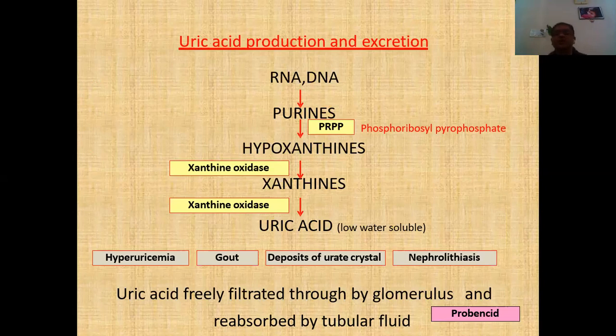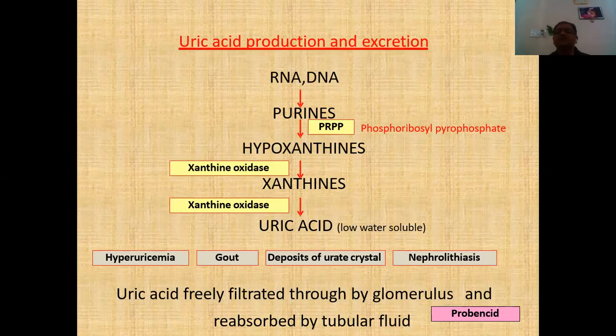Usually uric acid is soluble in water, but because of this there is low water solubility, meaning the crystals become more saturated and are not easily soluble in water. They are not excreted from your body and remain in your body, and that is responsible for symptoms such as hyperuricemia, because of which gout occurs.